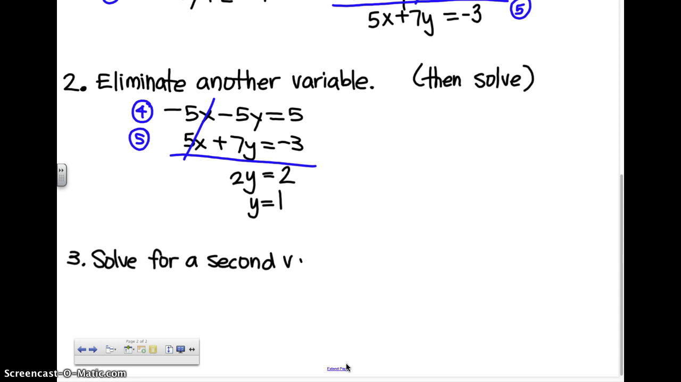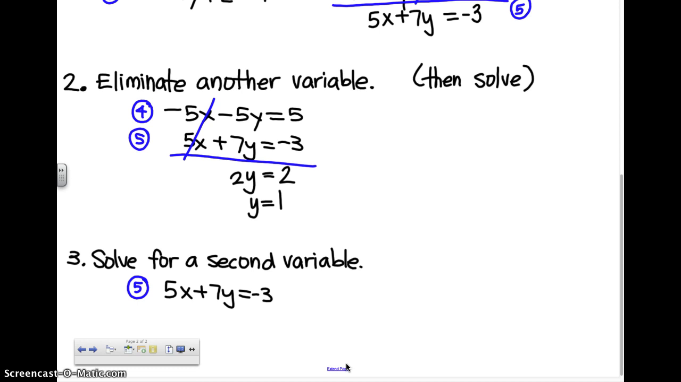And when I say a second variable, I want to go with the one that I had just eliminated. So I can pick from either equation 4 or equation 5. I hate negatives. Negatives are the worst. So I'm going to use equation 5. Okay, so I see equation 5, and equation 5 says 5x plus 7y equals negative 3.